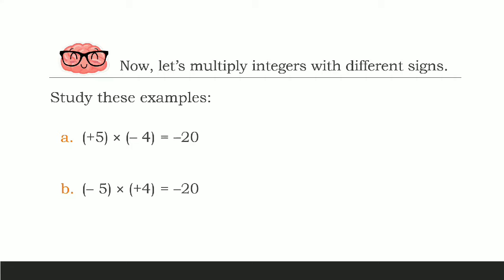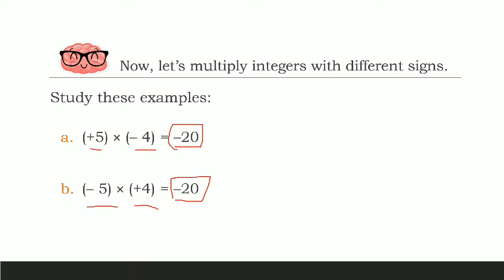Positive 5, let's use this pen. Positive 5 times negative 4. Our answer is negative 20. Di ba kayo nagtataka kung bakit negative 20? Okay. Let's see the other example. Negative 5 times positive 4. Our answer is negative 20 again. Bakit kaya? Dito na papasok ang ating second rule on multiplying integers.